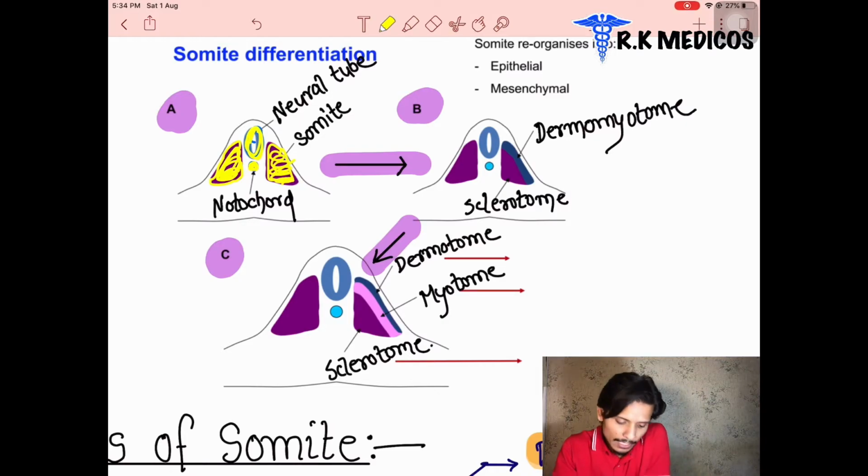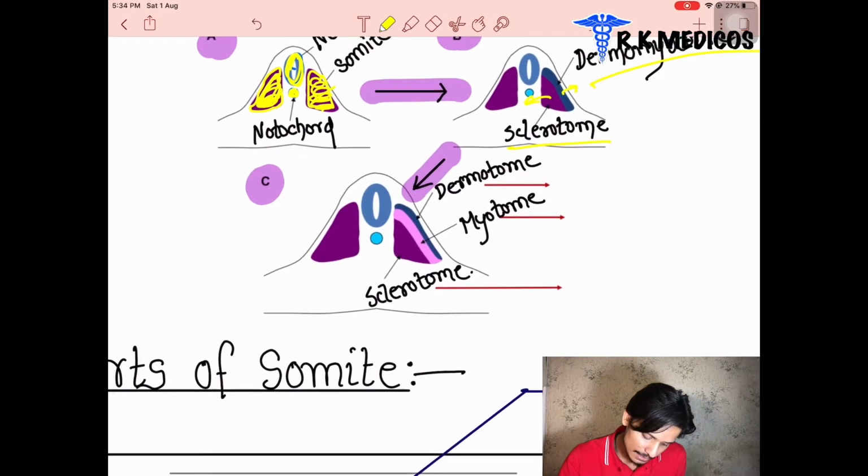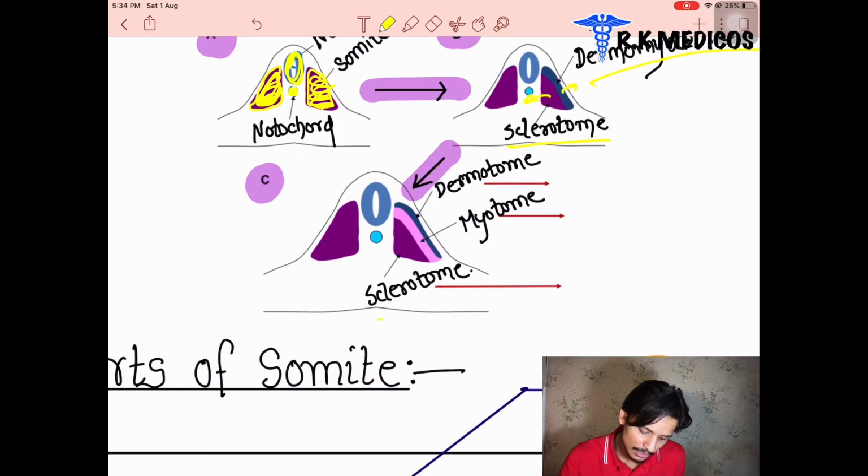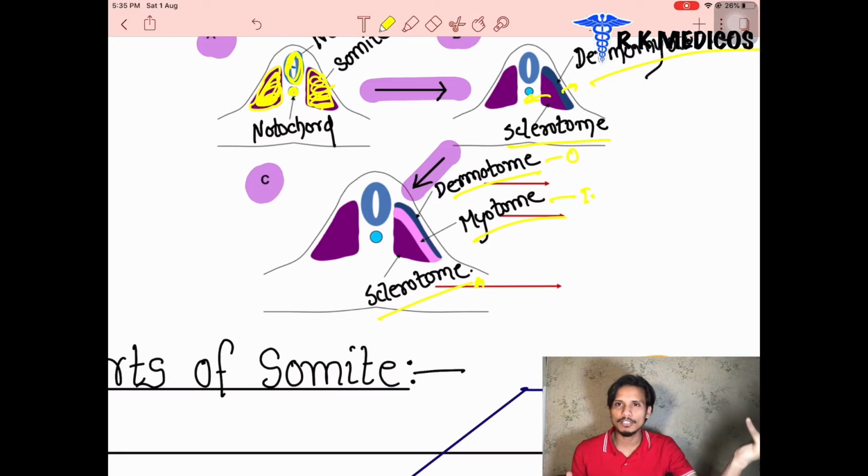Somites are going to be divided into two parts, sclerotome and dermamyotome. Sclerotome is inside and outside is dermamyotome. Same here. Now the sclerotome is the same, but the dermamyotome is divided into dermatome and myotome. The dermatome is the outer part and the myotome is the inner part. So the dermamyotome is also divided into dermatome and myotome.